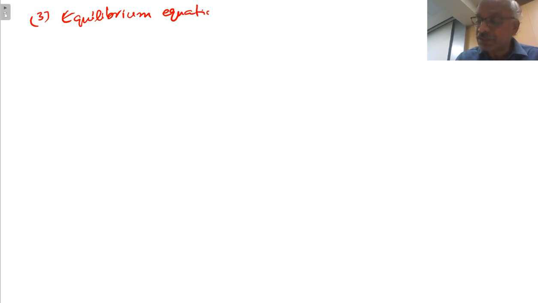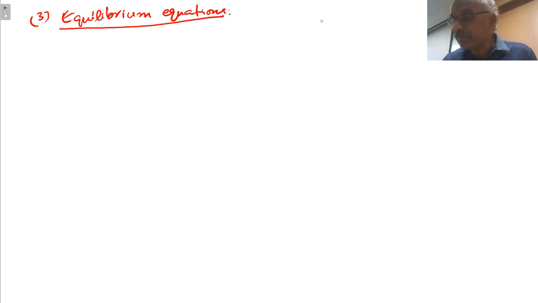Now next is that of equilibrium equations. That is, the next step, the third one, is equilibrium equations. Right. Now we know that this is the beam AB.